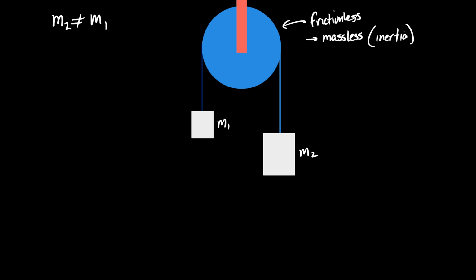Will this system accelerate? All right. Now, you have to choose what direction you think the system is going to accelerate. And I've intentionally made M2 look bigger than M1. Don't assume that in a problem, of course. You know, listen to what the problem tells you. But let's go ahead and assume that we have to pick a direction for the acceleration.